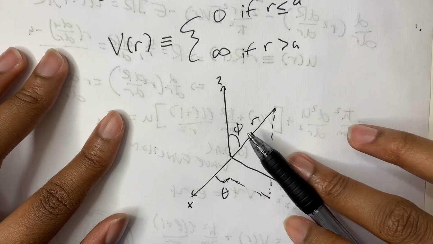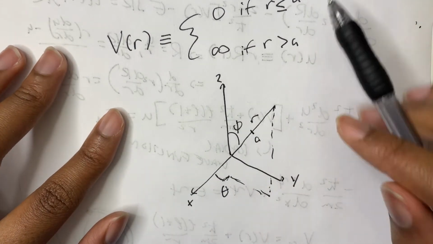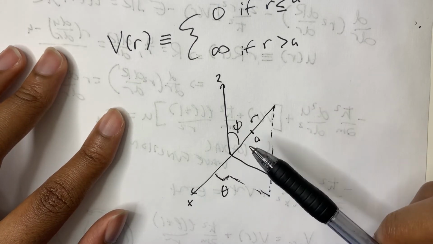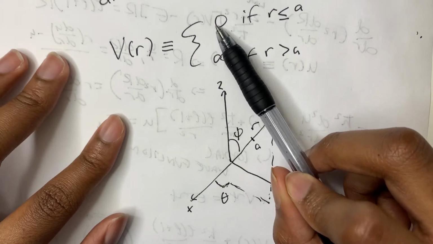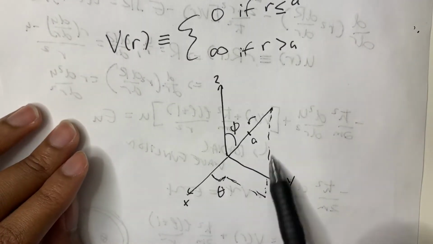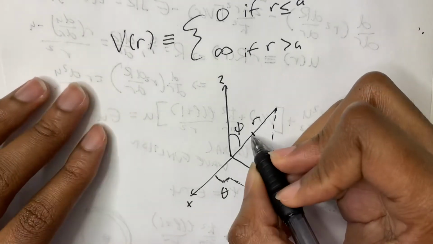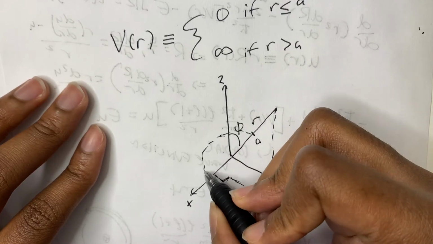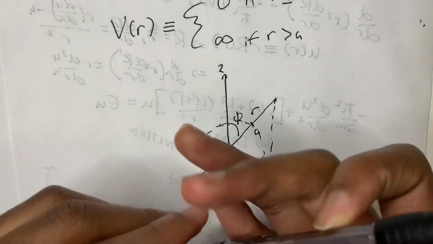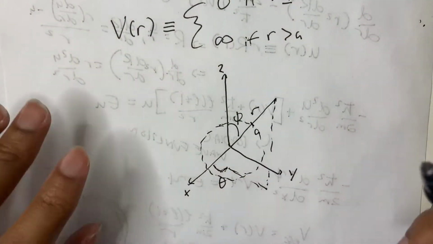It means that for all radiuses greater than a, so radiuses longer than a, our potential goes to infinity. But less than a, our potential is going to be 0. It's going to be free. And note that the radius goes around this entire coordinate system, right? So it actually forms a sphere that looks something like this. Remember, because we have a radius here, and the radius traces out a sphere in three-dimensional space.